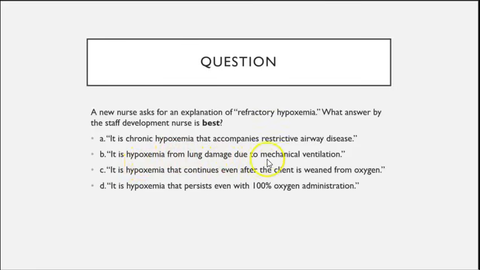Hypoxemia from lung damage due to mechanical ventilation? No. Hypoxemia that continues even after the client is weaned from oxygen? No. So it is hypoxemia that persists even with 100% oxygen administration. Refractory means that it's persisting even though you've implemented treatments.